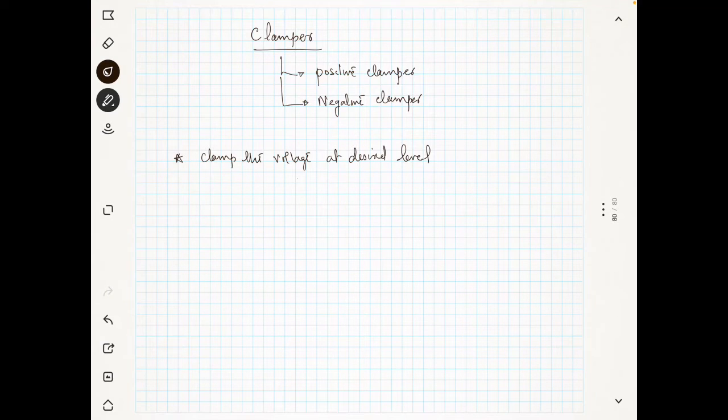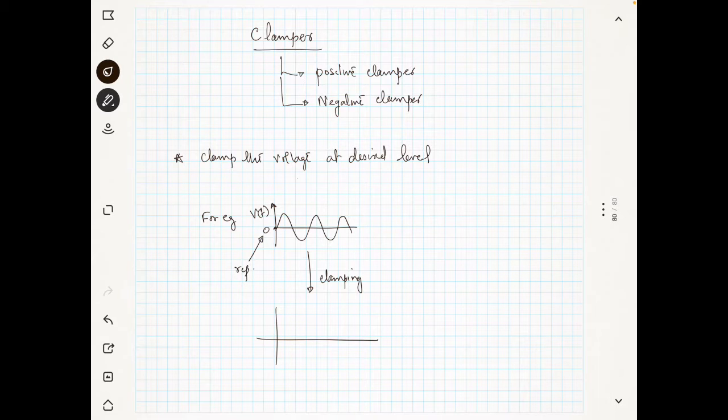So you can see something like this. Suppose, for example, you have an input like this, and the reference actually is 0 here, and this is v of t. Now clamping means you are shifting this voltage. The reference is actually 0 here. This reference we are shifting to some other point, let's say some voltage vb, and we have the same waveform with the same shape, but it is clamped to some voltage.